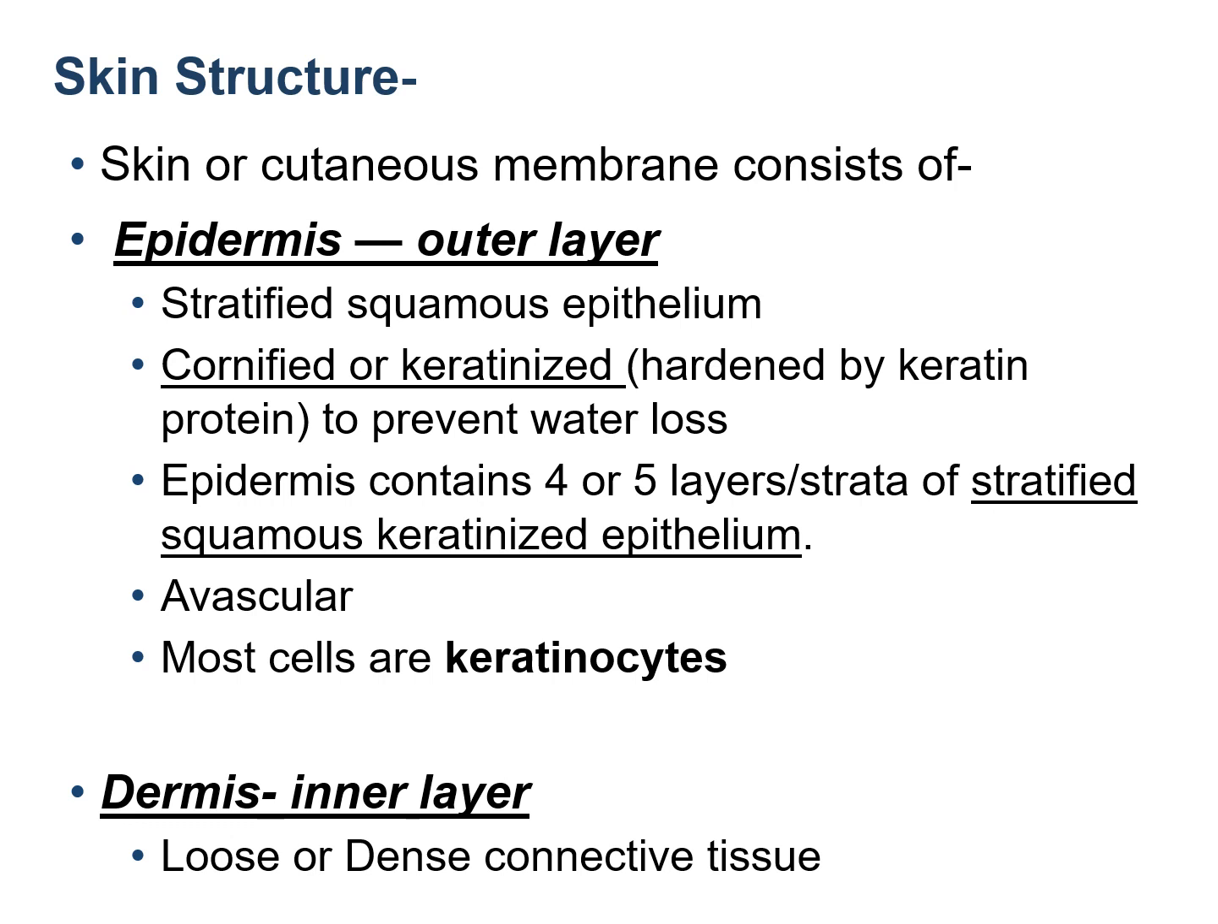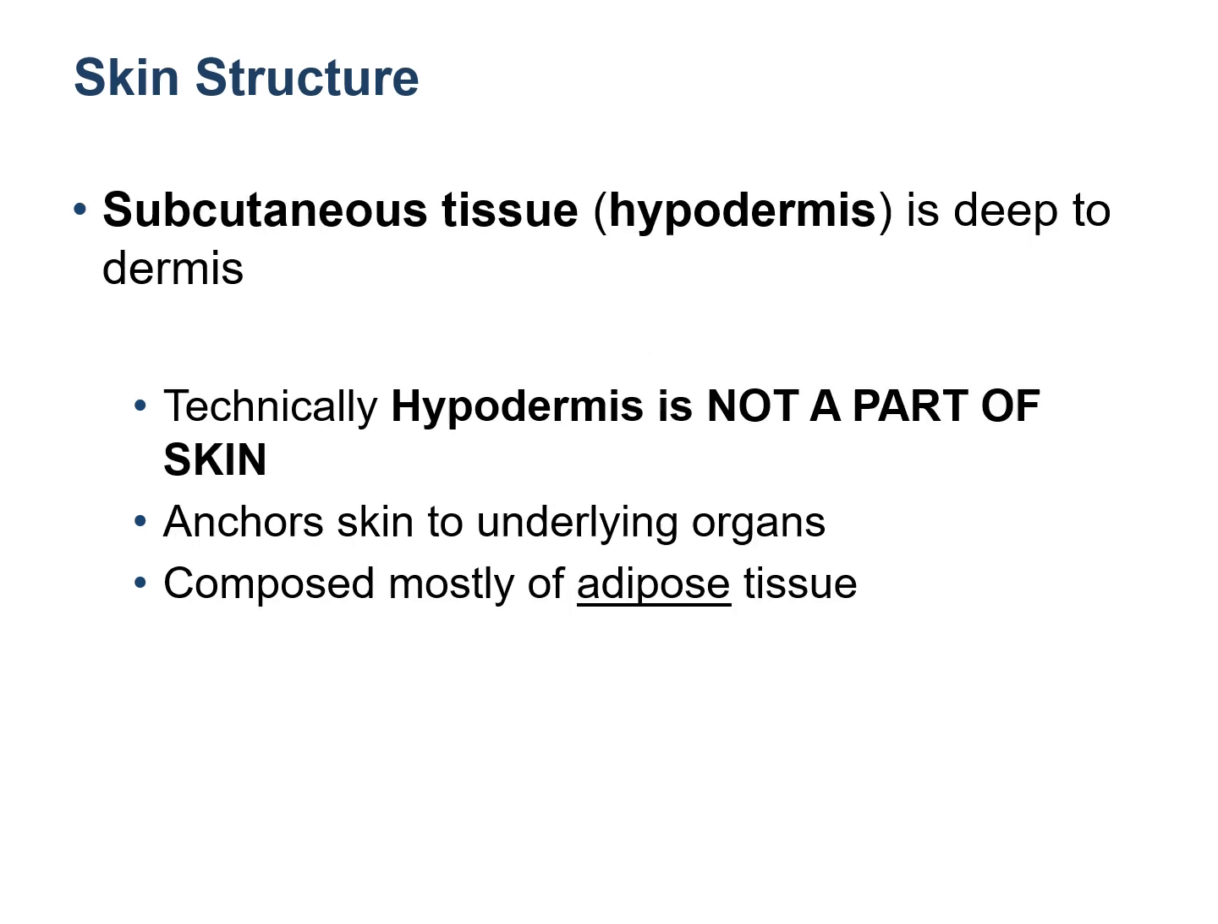Now, underlying the epidermis is the dermis, and the dermis is made up of connective tissue. And because it's connective tissue, it's vascular, and it is mainly made up of loose or dense connective tissue proper. Deep to the dermis is the hypodermis. The hypodermis is known as subcutaneous tissue. Please remember that hypodermis is not part of the skin. So skin is the cutaneous membrane while hypodermis is subcutaneous. And hypodermis is mainly made up of fat or adipose tissue. The function of the hypodermis is to anchor the superficial epidermis and dermis to the underlying organs.